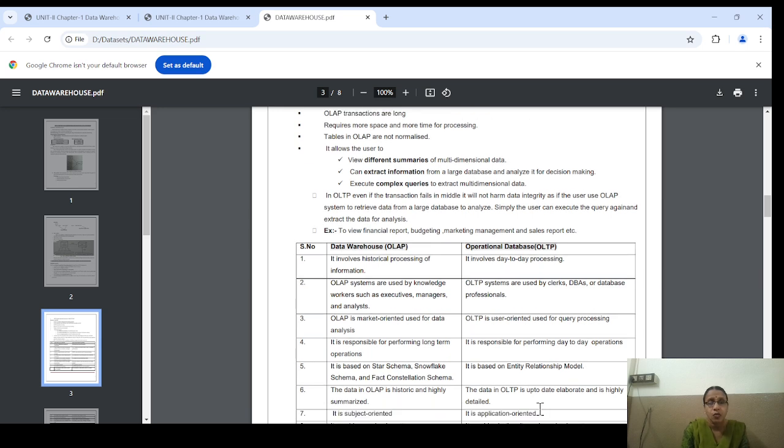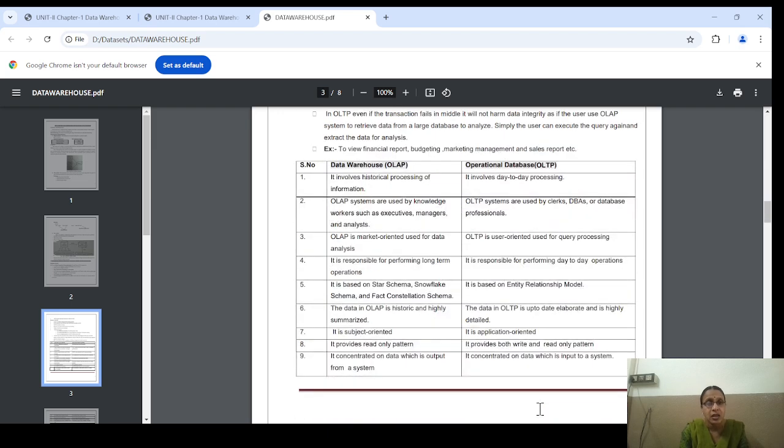Next, what are the differences between OLAP and OLTP? OLAP involves historical processing of information. OLTP involves day-to-day processing. OLAP systems are used by knowledge workers such as executives, managers, and analysts. OLTP systems are used by clerks, DBAs, or database professionals. OLAP is market-oriented and used for data analysis, and OLTP is user-oriented and used for query processing. OLAP is responsible for performing long-term operations. OLTP is responsible for performing day-to-day operations.